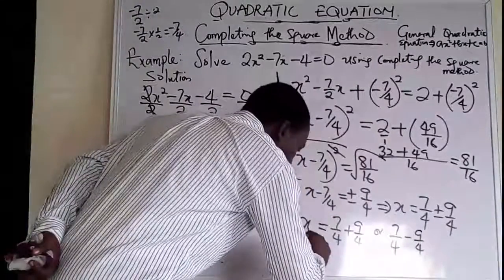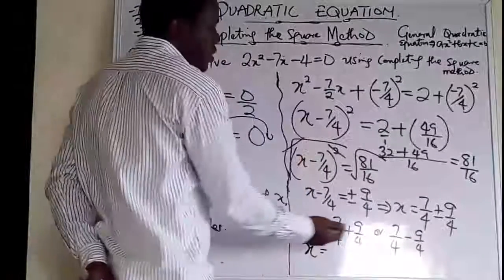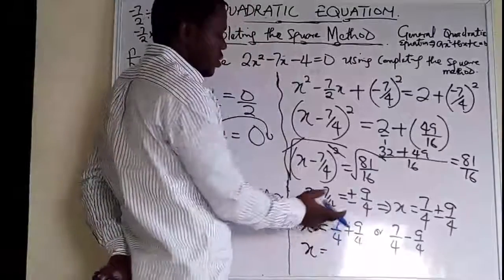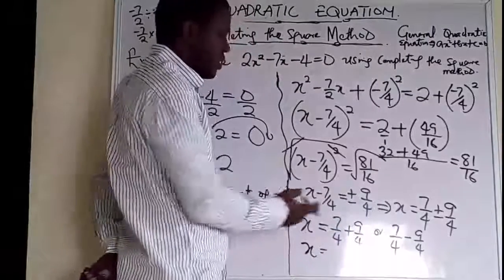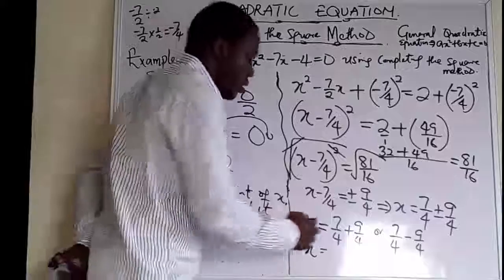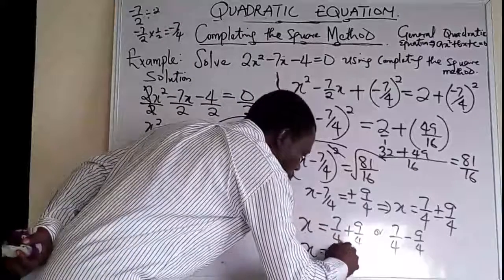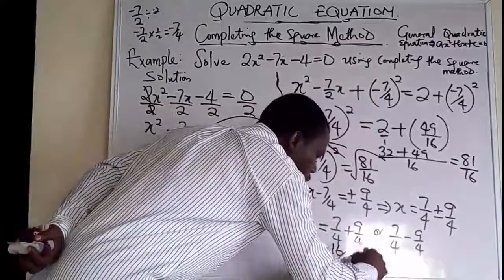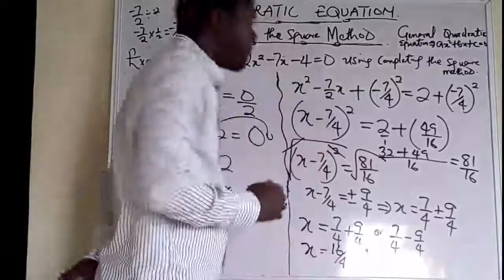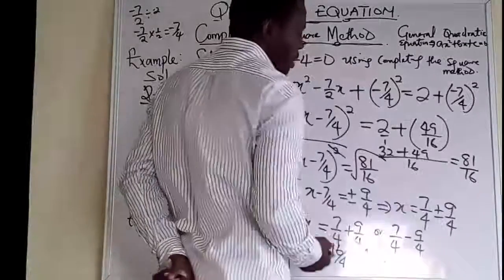And then what do we have? The first value, since we have 4 as the denominator, 7 plus 9 is 16. 16 divided by 4, so we have 16 over 4, which is equal to 4. Or now 7 minus 9, that's minus 2.